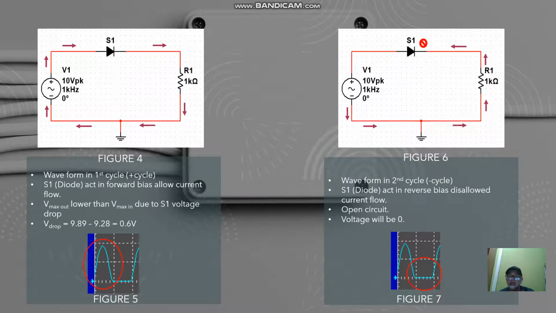But in this situation, our current cannot penetrate our diode because here our diode acts in reverse bias, so the current cannot flow. So when the current cannot flow, our circuit becomes an open circuit. When there is an open circuit, the voltage value will be 0. That's why, as you can see in figure 7, the waveform turns flat on top of the x-axis with a value of 0 volts. And that explains why our waveform, after the rectification process, has a voltage value on the positive cycle, but for the negative cycle it turns to be 0.